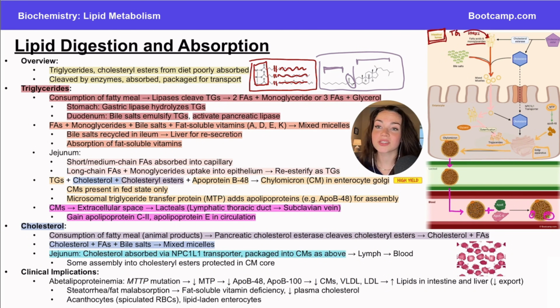And then once that cholesterol is in the enterocyte, it's going to be packaged into that chylomicron in the same way that those triglycerides were. And once it's in the chylomicron, it goes into the lymph and then into the blood, just as we saw above. It's the same chylomicron. Within that chylomicron, within the core, some of that cholesterol may be reesterified into the bigger cholesterol esters that are protected within that chylomicron core.